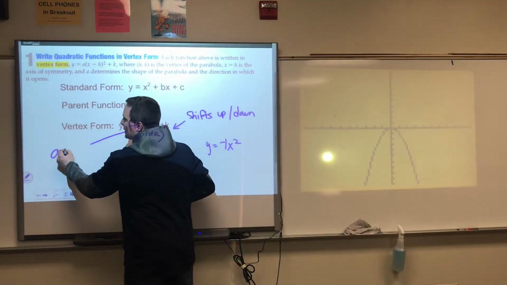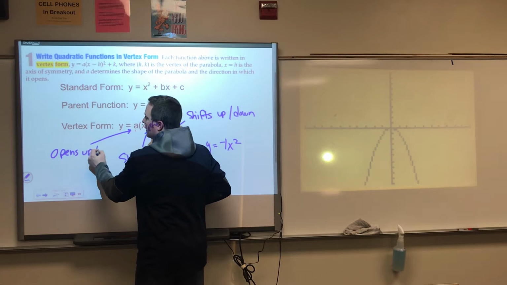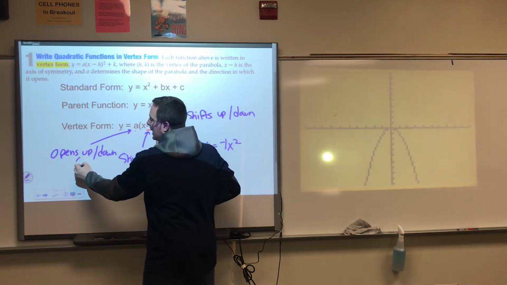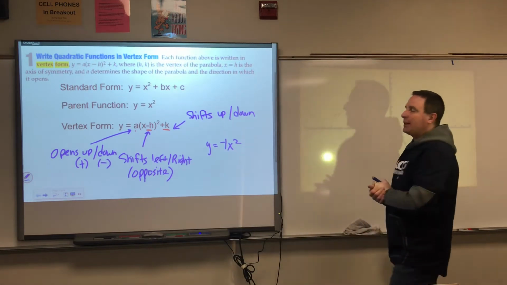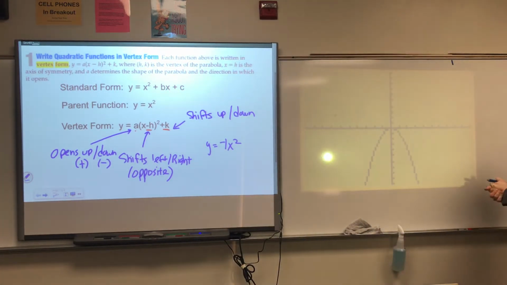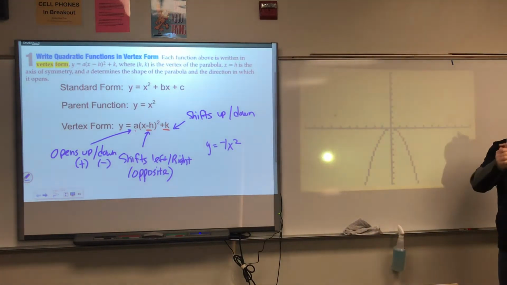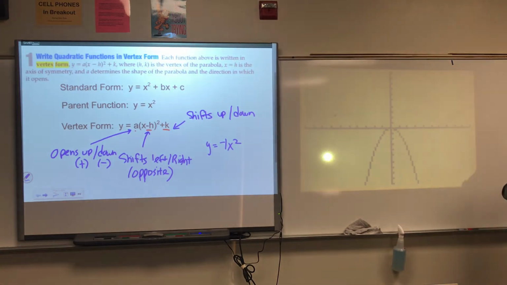A is going to tell if it opens up or if it opens down. It'll open up if it's a positive number, and it'll open down if it's a negative number. Okay, we'll see later here that a also affects the graph a couple different ways, but for now we're just going to concentrate on whether it opens up or down.